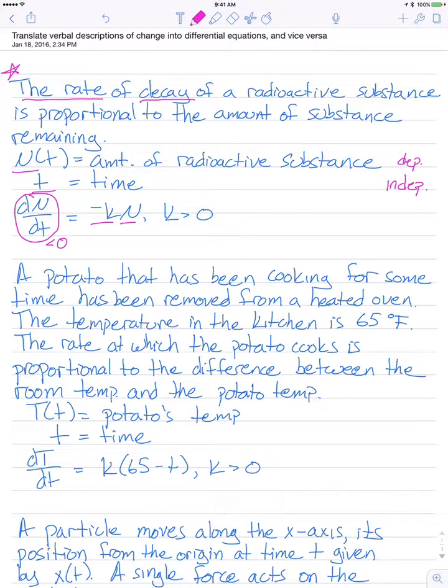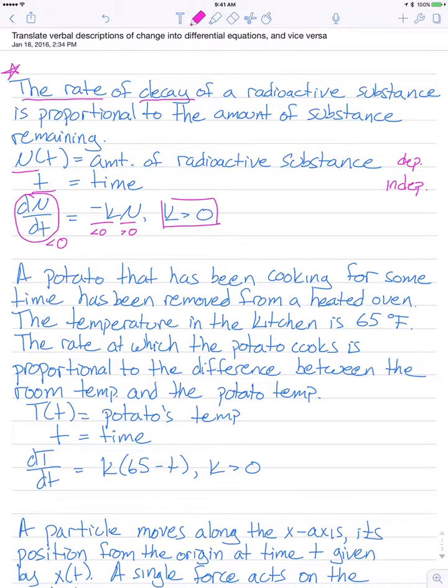And here we're going to assume that k is a positive constant, so that minus kn is a negative quantity, which means dN/dt is negative. So the amount of radioactive substance will be decreasing. It'll be decaying as prescribed by the verbal description.